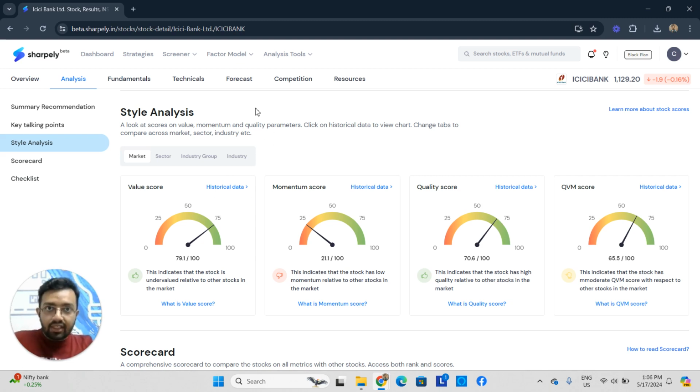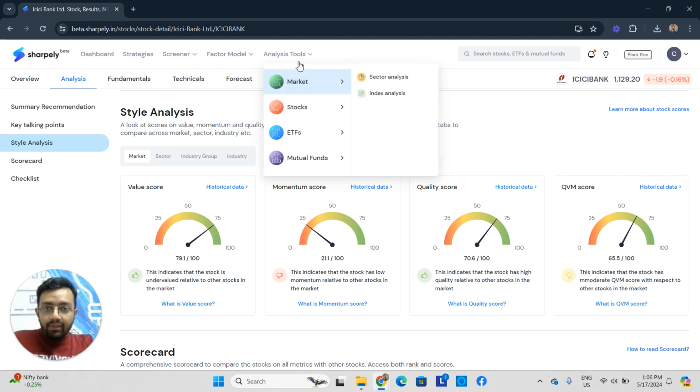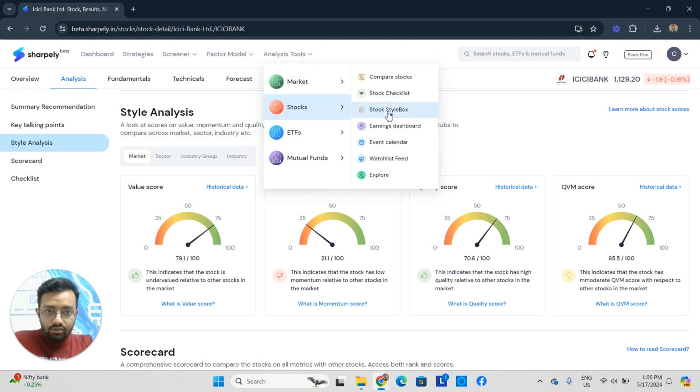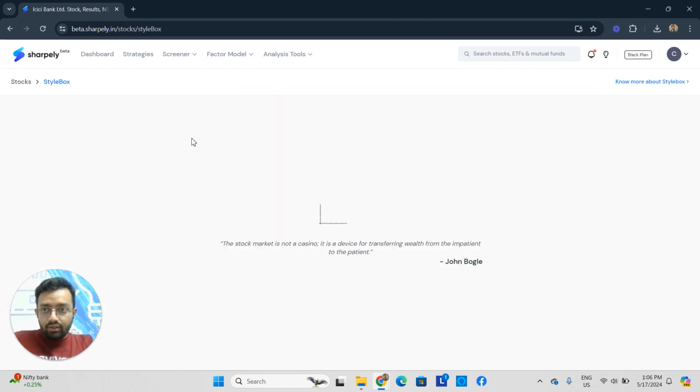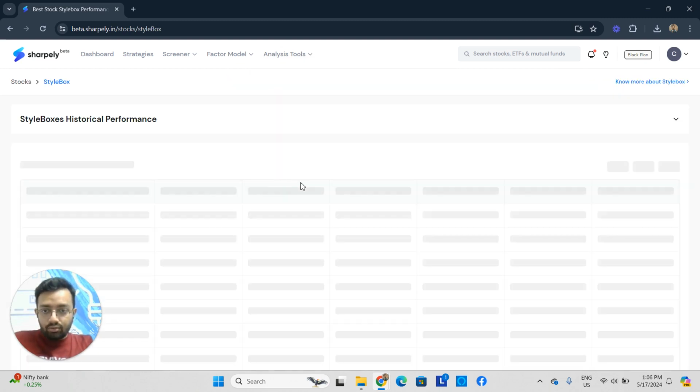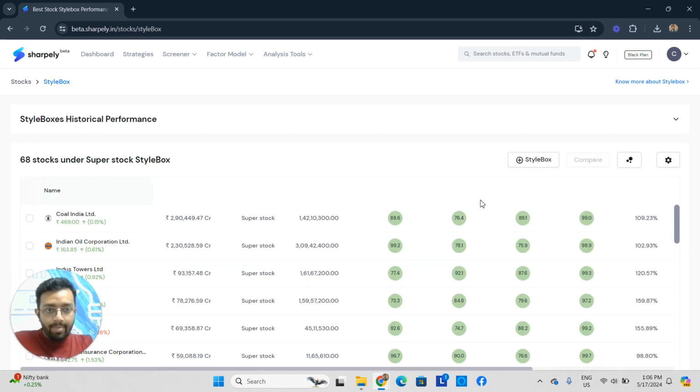Now, some of the style boxes are favorable. If at least two of the three scores of a stock are high, then it will be put in a positive style box. If that is not the case, then it will be in a negative style box. And to open these style boxes, simply go to the analysis tool, then stocks and stock style boxes. Click on there and you will be able to see the stock style boxes here.